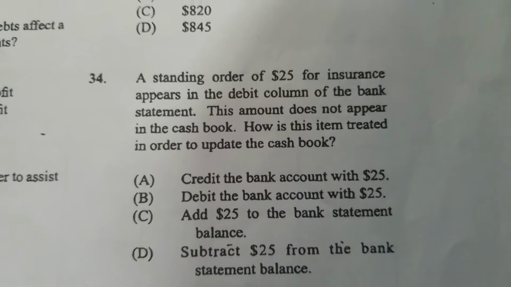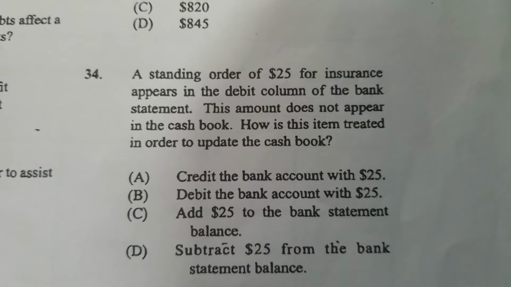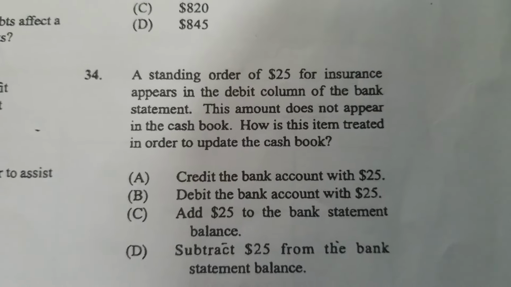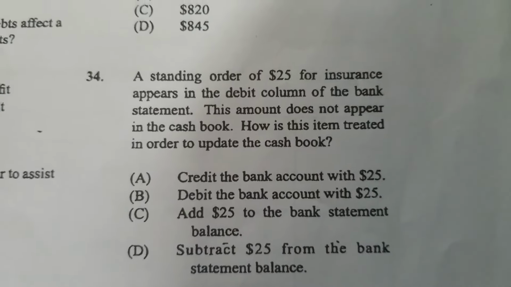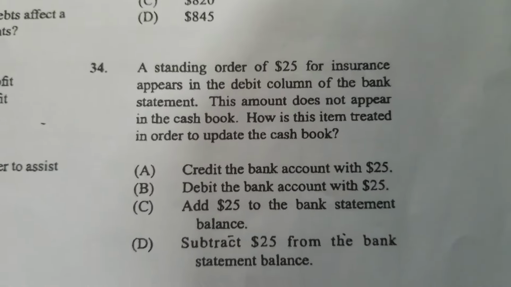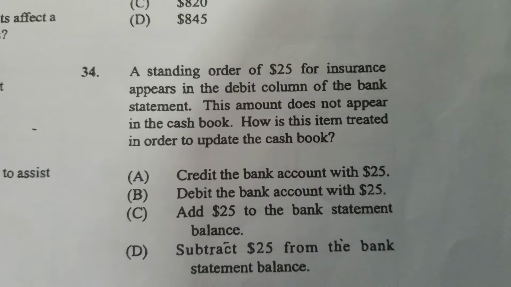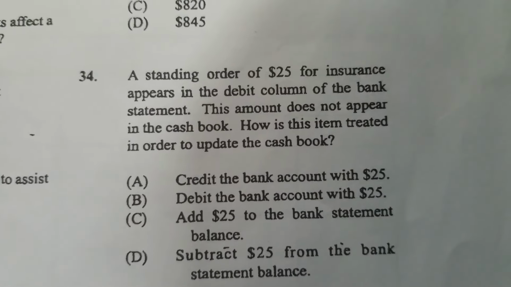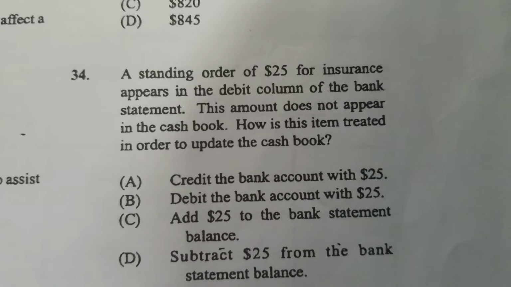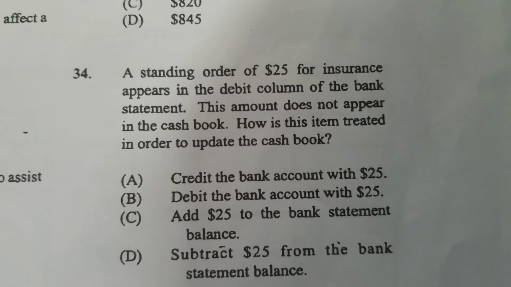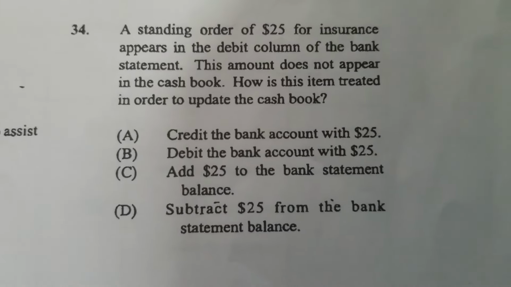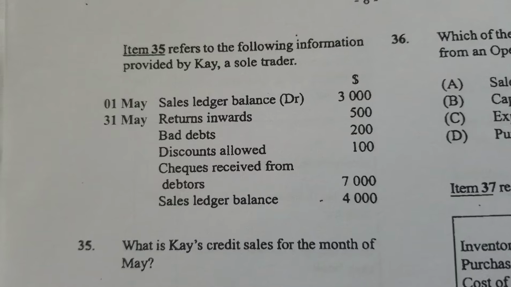All right. So we're looking at this question now. Look at the stem of the question. A standing order of $25 for insurance appeared on the debit column of the bank statement. All right, so that means it is not on the credit side of the cash book. Standing order is really an expense to the business. So we will credit the bank account with that $25. So A is the appropriate answer.